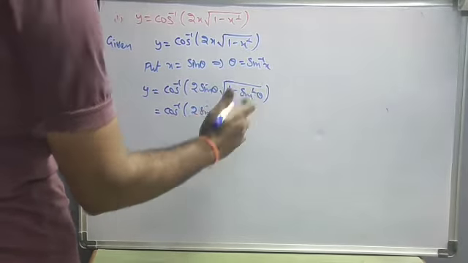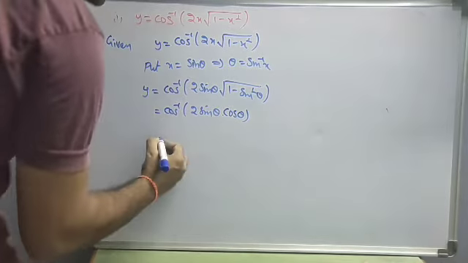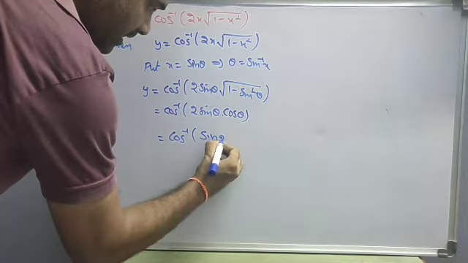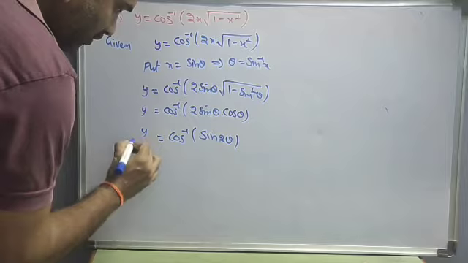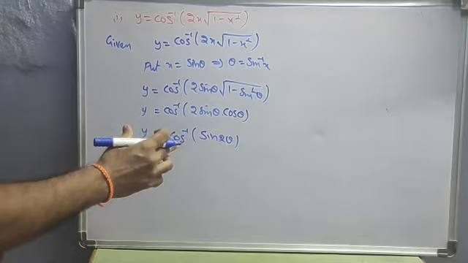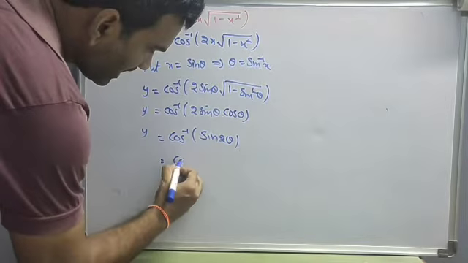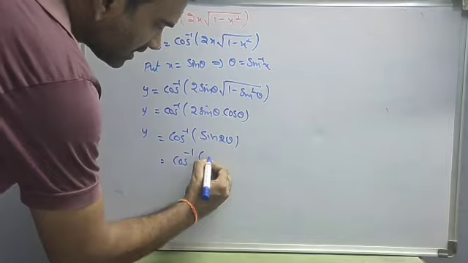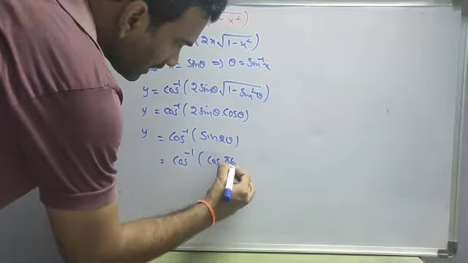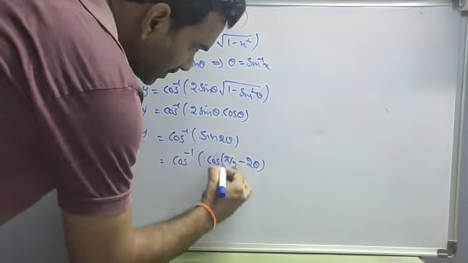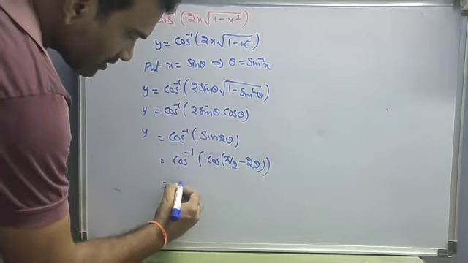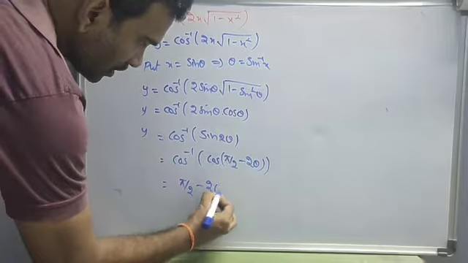Okay, the square root of cos square theta is cos theta. So cos inverse of 2 sin theta cos theta, by the sin 2 theta formula, is cos inverse of sin of 2 theta. We can convert this sin of 2 theta into cos of 90 minus 2 theta. So cos inverse of cos of any function, we have to take pi by 2 minus 2 theta.